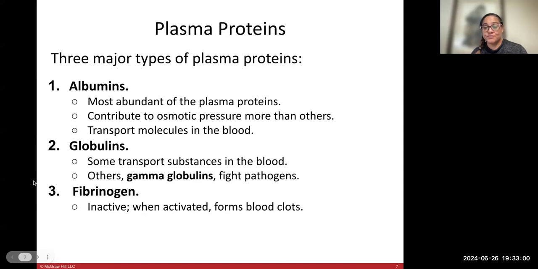There are 3 major types of plasma proteins. Albumins are the most abundant. They contribute to osmotic pressure more than the others, and they transport molecules in the blood. Globulins: some transport substances in the blood, others, like gamma globulins, fight pathogens. And fibrinogen is inactive, but when it is activated, it will form blood clots.